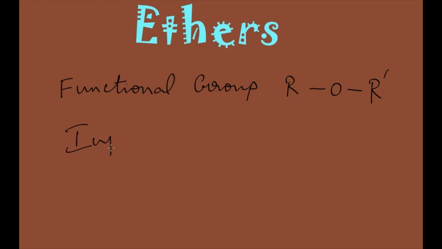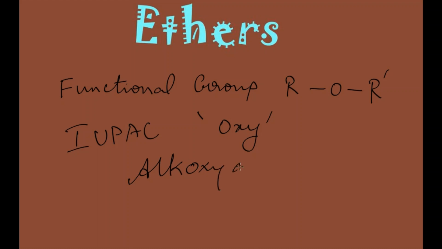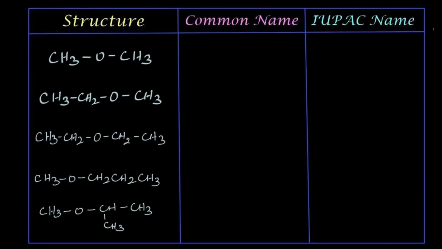In IUPAC naming, there is no prefix and no suffix. In the middle of the name, we will name it as oxy, just like alkoxy alkane. In the common name, we just name it like ethyl methyl ether or ethyl phenyl ether. Come, let's name the ethers. Let's give the common name first.